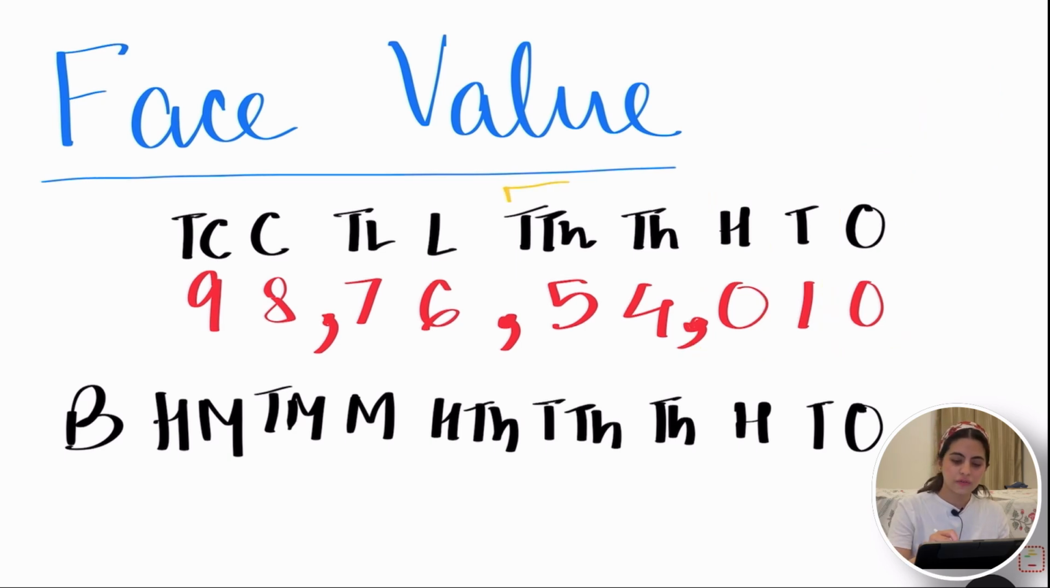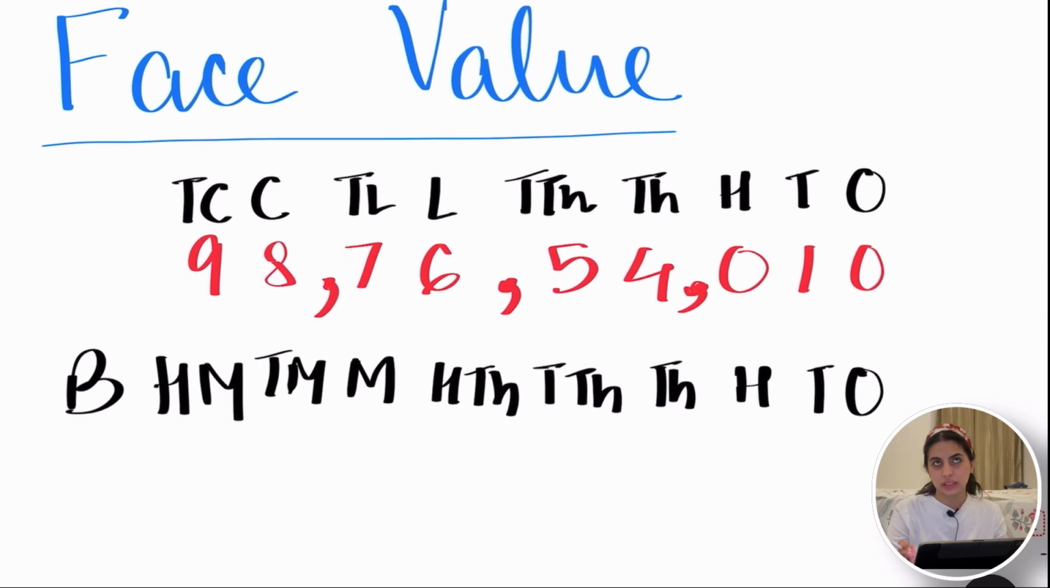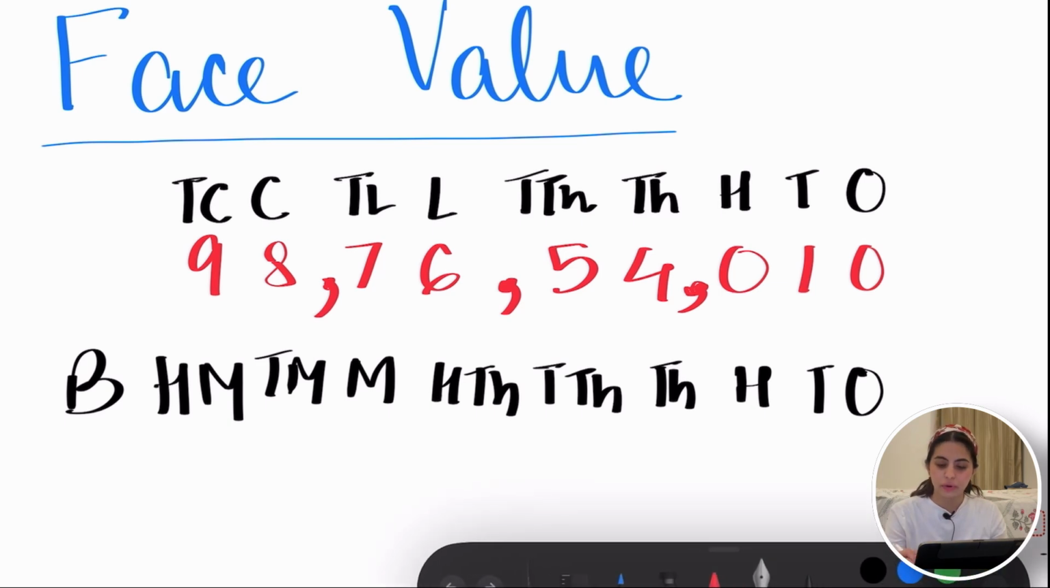So the face value for 5 is going to be 5. The face value of 4 is going to be 4. The face value of 1 is going to be 1. That is face value. Just the number itself. Nothing more, nothing less. It is just the number itself. What does the number look like? The face of that number.